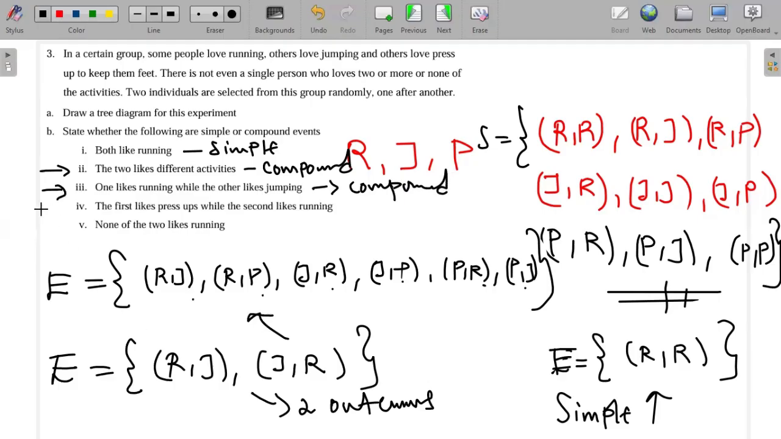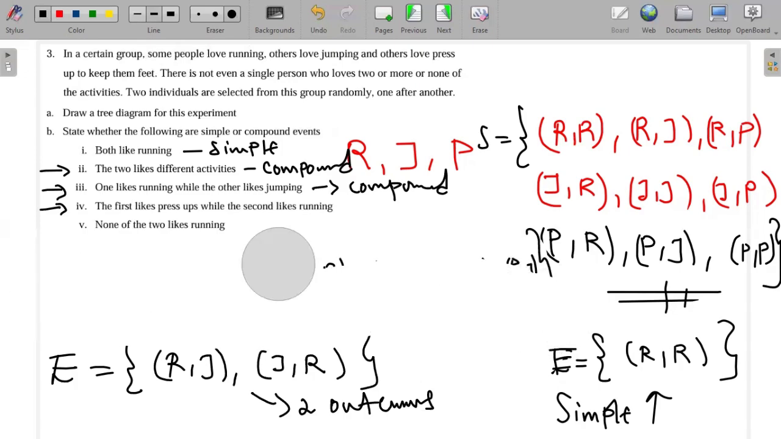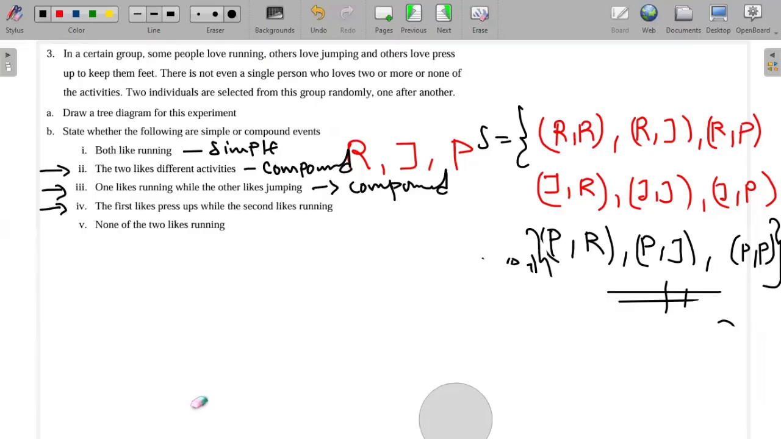Okay, but now look at part 4. Part 4, they're saying the first. So here there's order. They're saying for that outcome that you should get, the first should like press ups, and then the second should like running. So here, which outcome has the press ups and then the running? We just see that it's just one, this one here. So it will just be press ups and then the running. So press ups and then the running.